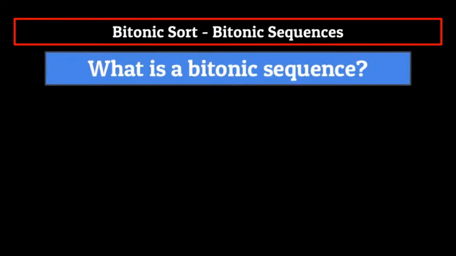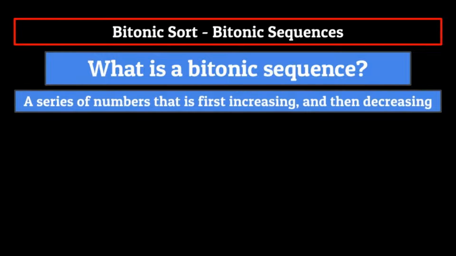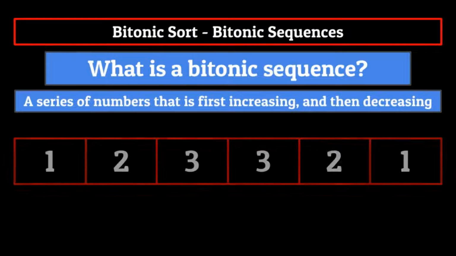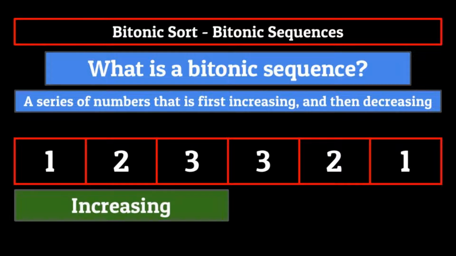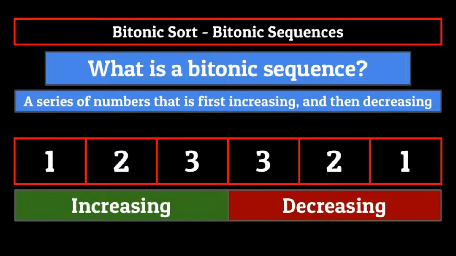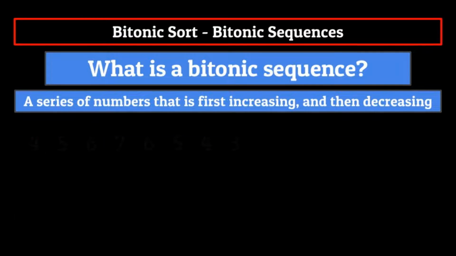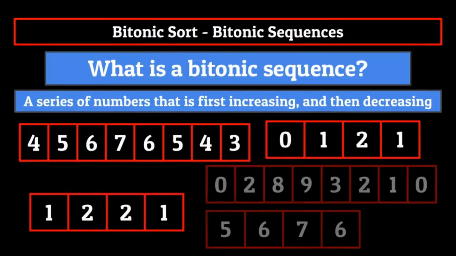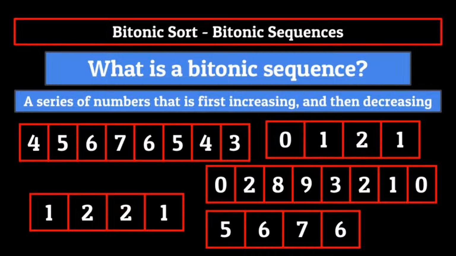Put simply, a Bitonic sequence is a series of numbers that is first increasing and then decreasing. So 1, 2, 3, 3, 2, 1 is an example of a Bitonic sequence, since we start the list increasing and then switch to decreasing halfway through. This is just one example though, and you can see many more examples of Bitonic sequences on your screen now.